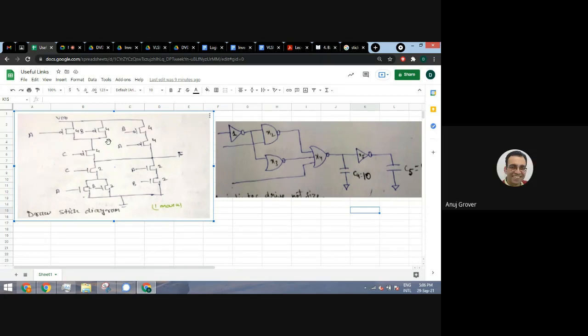Metal one. You will have to use metal one to do the connections for the inputs also. Poly. Yeah, you will have to. Okay. Right. Got it.